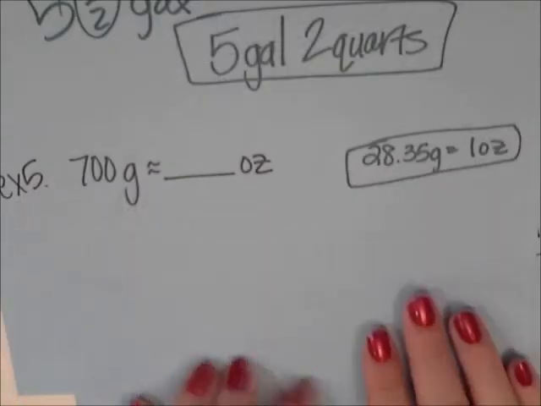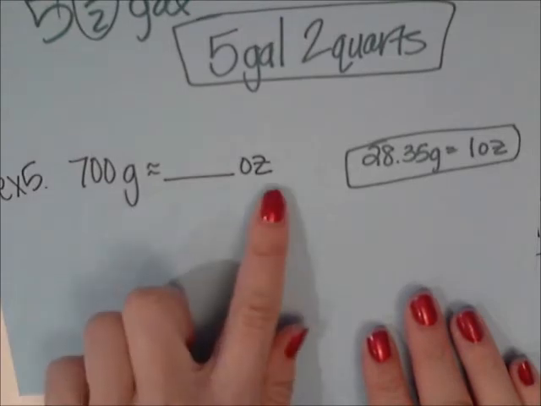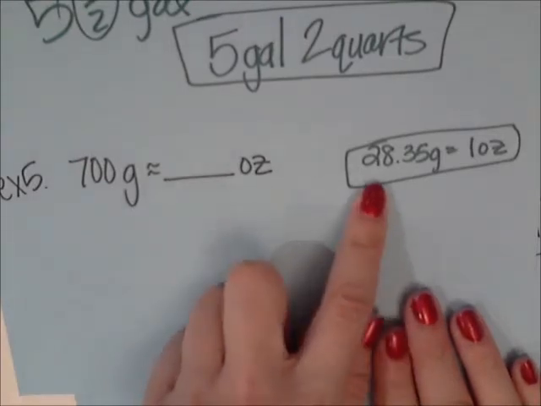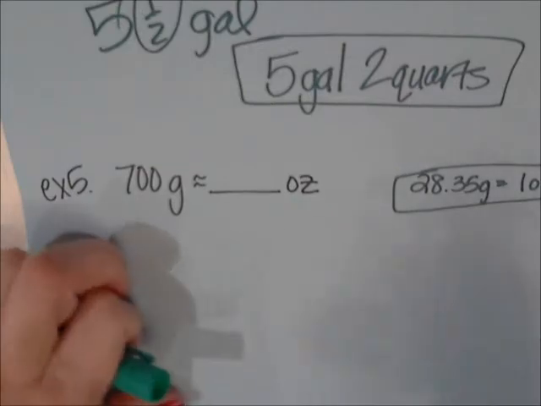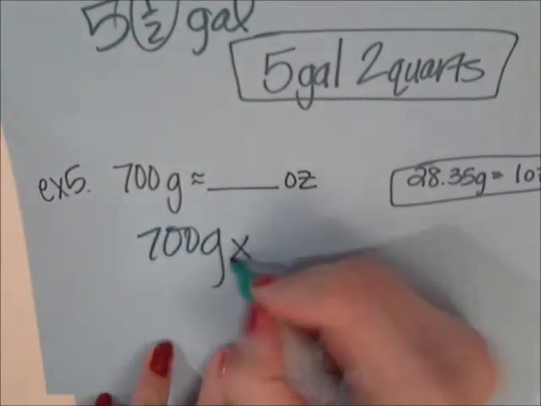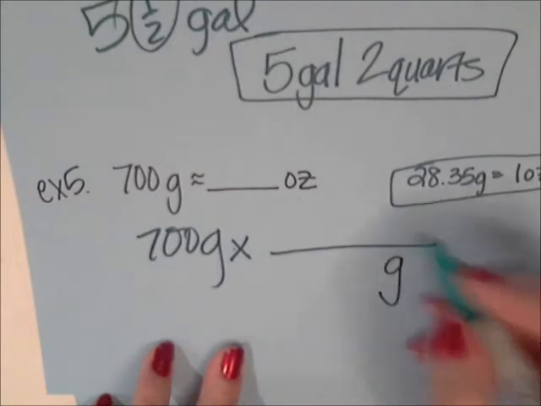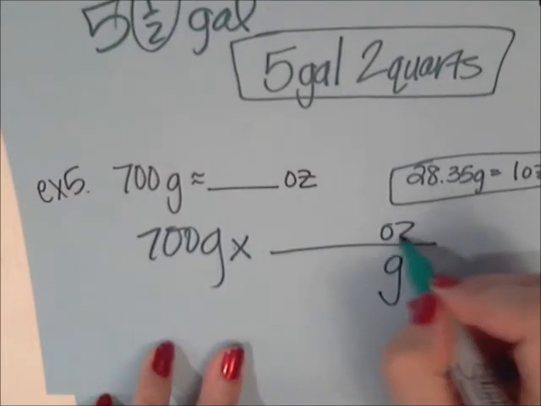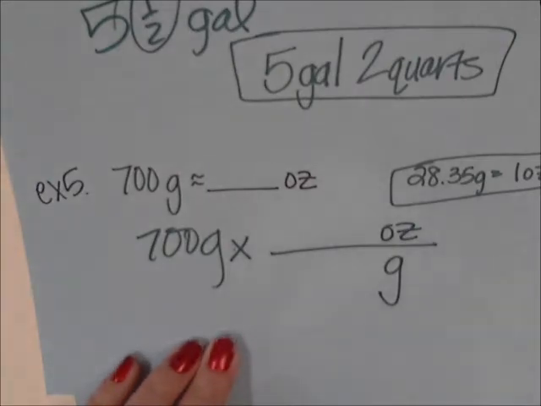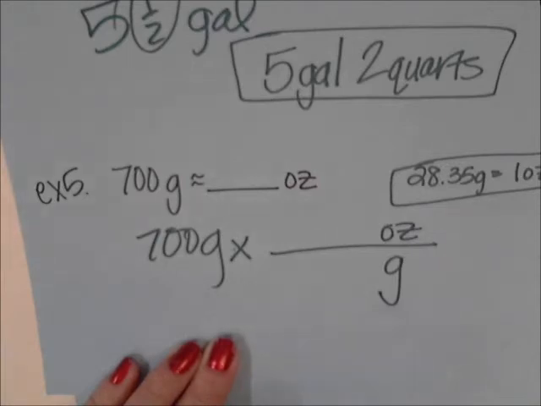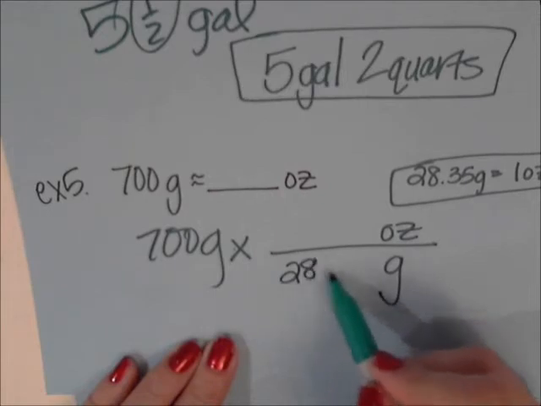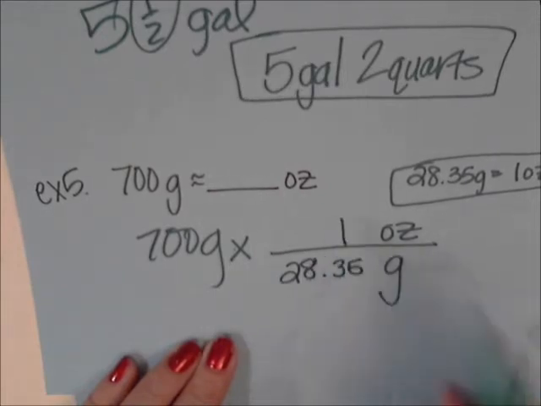Okay, so for example 5, we need to change 700 grams to ounces. And here it indicates that there are 28.35 grams in 1 ounce. So what we're going to do, once again, is write 700 grams times, and then a line. I'm going to put grams here and ounces up here, and then put 28.35 here and 1 ounce.